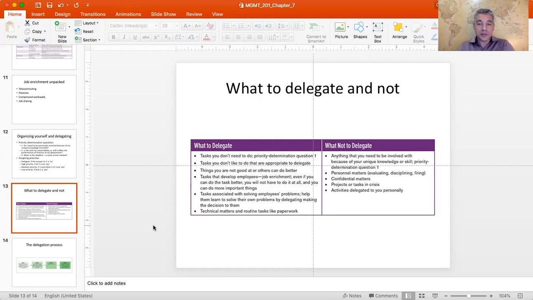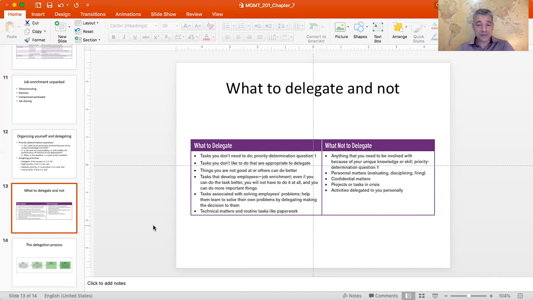So what do we delegate and what do we never delegate? Something that you don't have to do, as I said previously, is the obvious candidate for delegation. You don't have to do someone else's job. You want to focus on something that is of critical importance to you and to your organization because of the unique skills that you have.